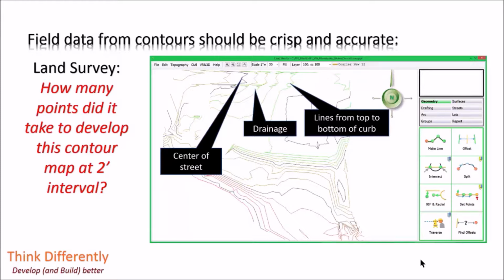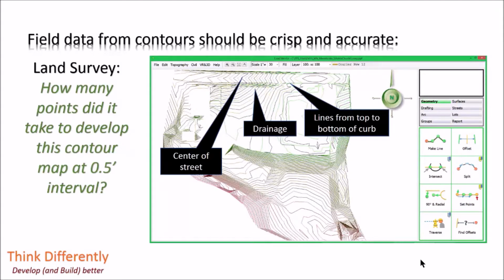So how many points do you think came off that data collector that's going to create not only the contour map, but the physical map? Take a look at this and figure out it's a 2-foot interval. Okay, so it's 640 points. If we draw the contours at half a foot interval, we see a lot more detail. And how many points do you think that took? Well, it took 640 points.